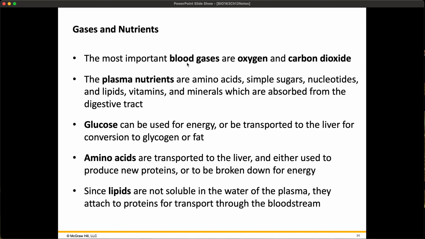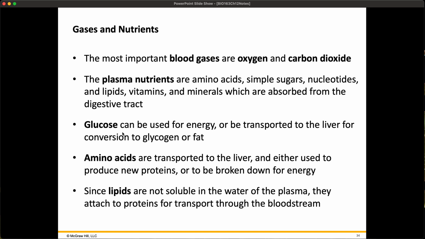The most important blood gases, those things that are transported through the plasma, are oxygen and carbon dioxide. And then the nutrients, a nice vague word to throw around. We're talking about things like amino acids, simple sugars, nucleotides, and lipids to be able to make macromolecules. Vitamins and minerals for things like DNA synthesis and hemoglobin production, as we've seen already in this lecture. All things like that get absorbed from the digestive tract.